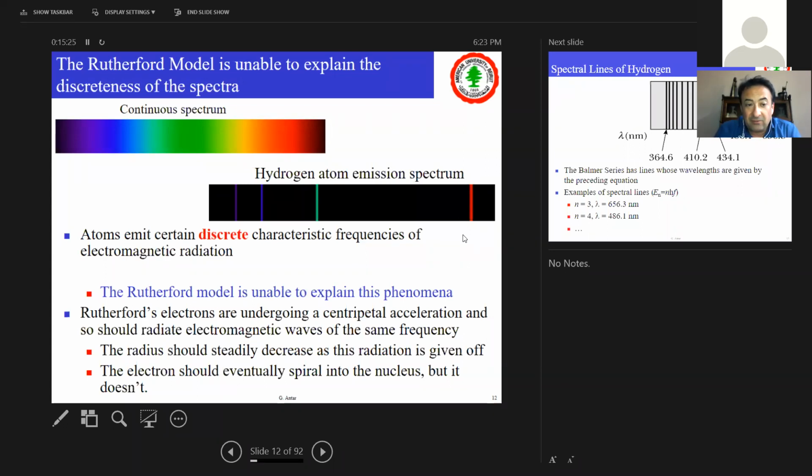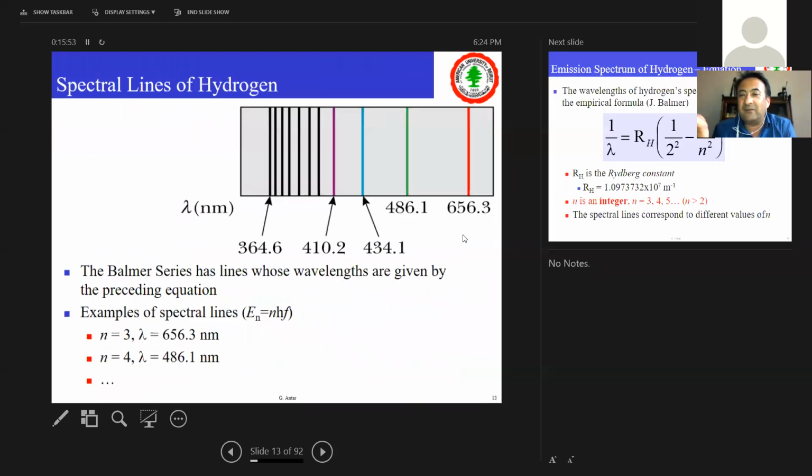Okay, so this is a challenge for Rutherford's theory. Rutherford's electrons are undergoing a centripetal acceleration, and so should radiate electromagnetic waves of the same frequency. So basically, this means that we should a priori get something which is continuous, but we don't. We have something which is discrete. So if I have something which is discrete, the first thing that I'm going to do is see what the wavelengths are. So what did scientists do?